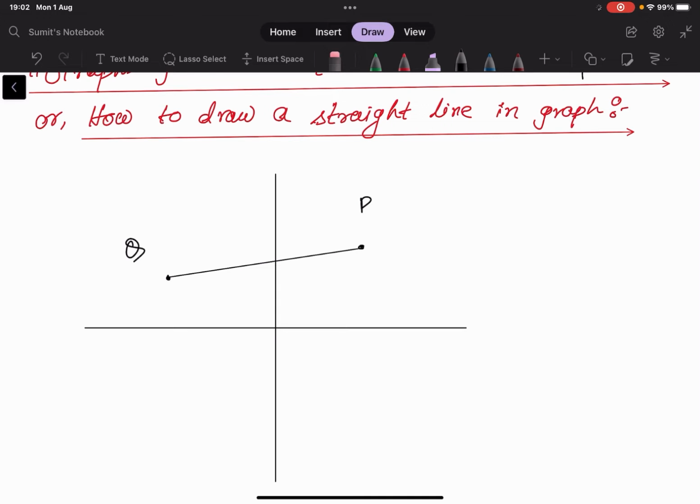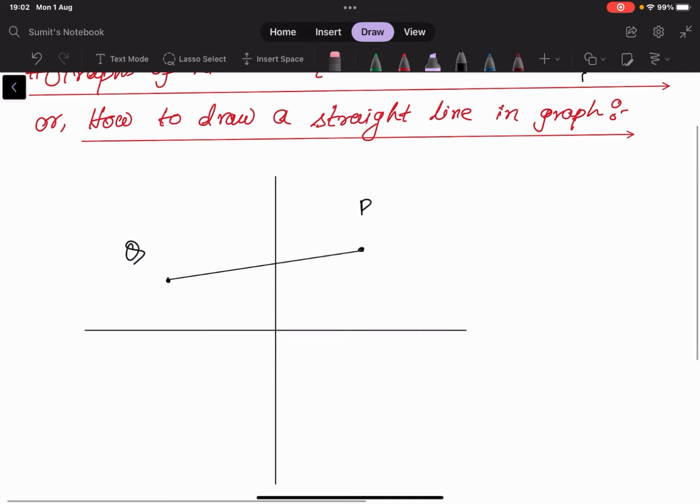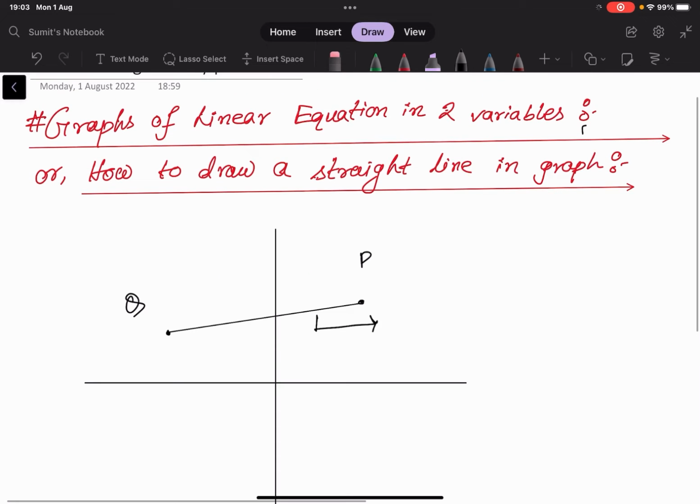It makes a straight line. So that line PQ, we have to draw this. So the question is the graph of a linear equation in two variables. You can see that the graph of a linear equation in two variables will give you a straight line if you draw it in a graph.